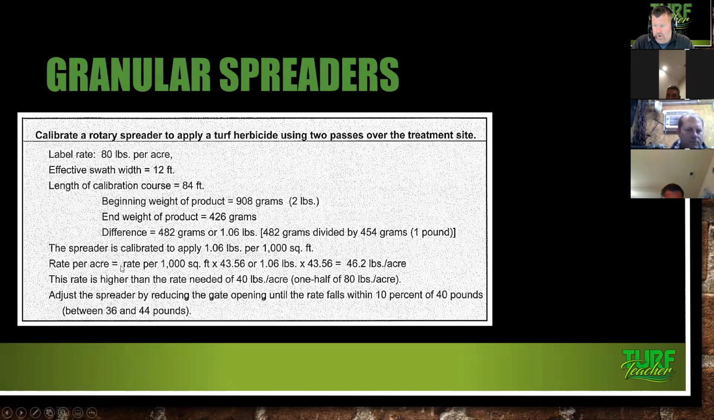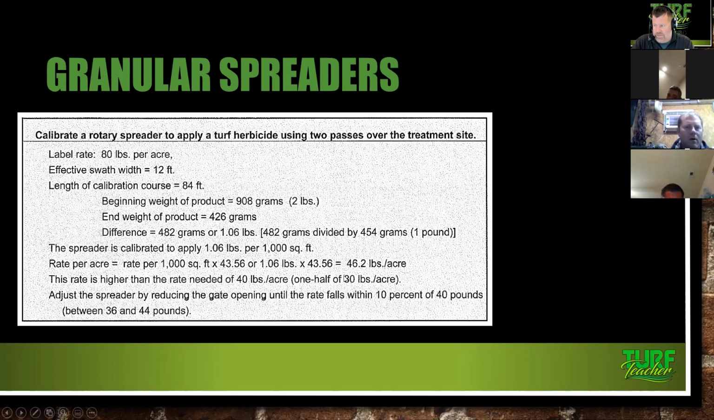So your rate per acre is equivalent to the rate per 1,000 square feet times 43.56, or 1.06 times 43.56. So we're putting out 46.2 pounds per acre. This rate is higher than the rate needed of 40 pounds per acre, 1/2 of 80. So we need to adjust the spreader by reducing the gate opening until the rate falls within 10% of 40 pounds, between 36 and 44.